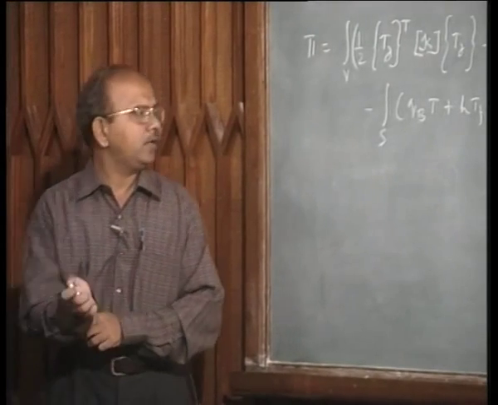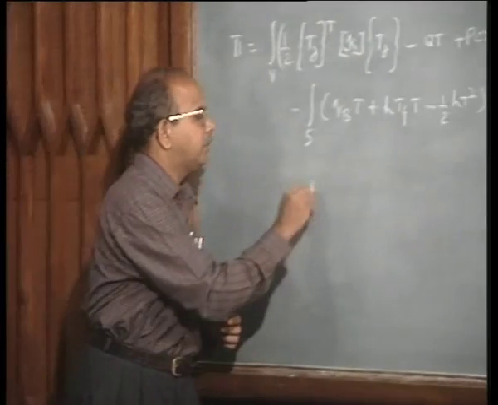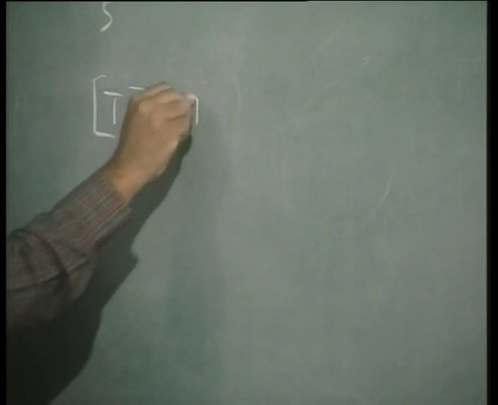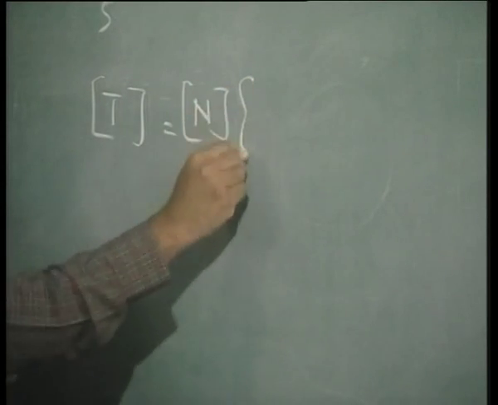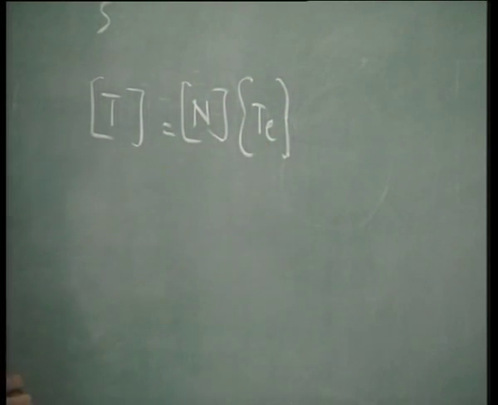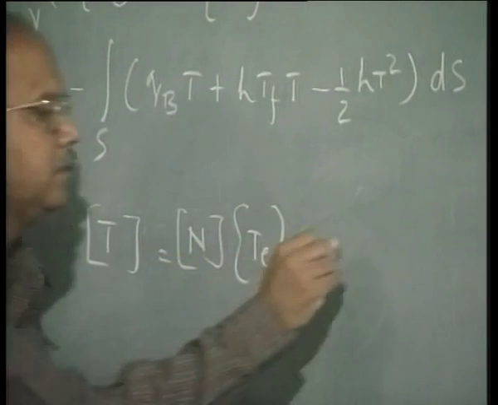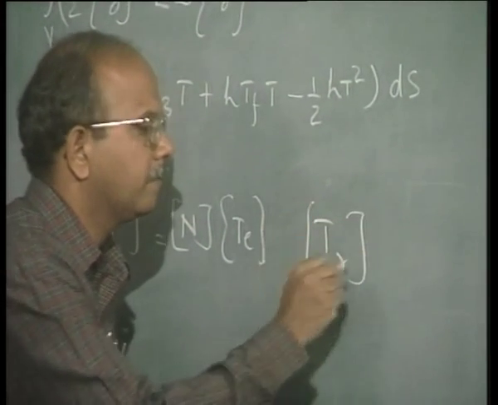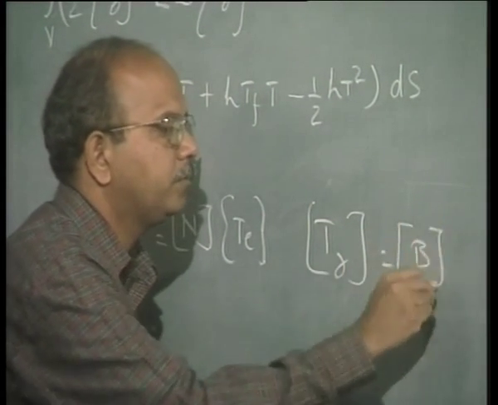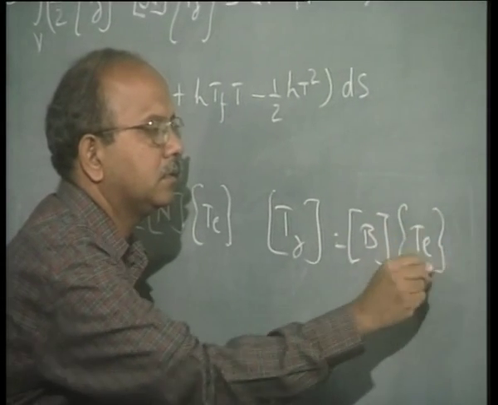We already saw that I have to write down T is equal to N T, right, and that this T is equal to B T.